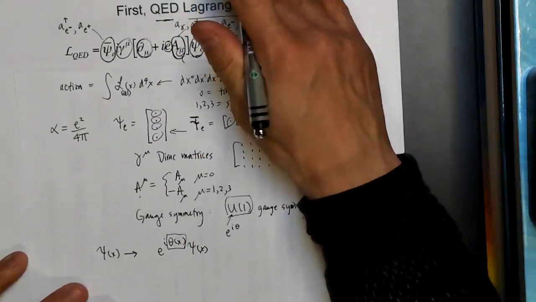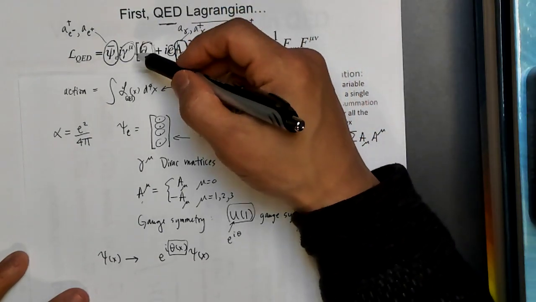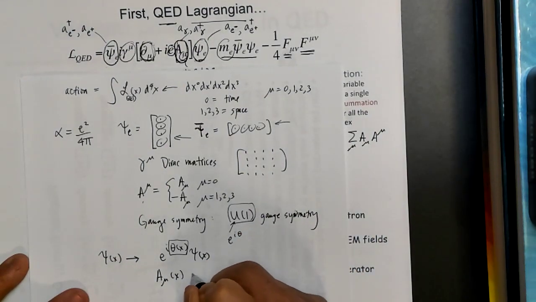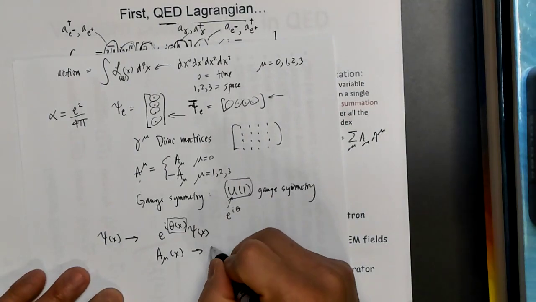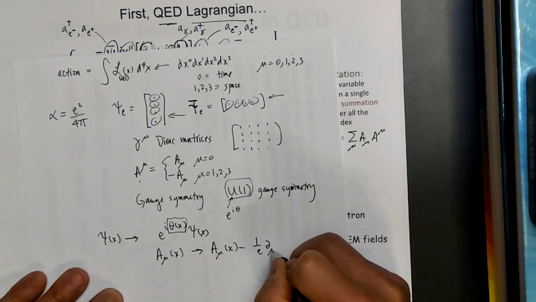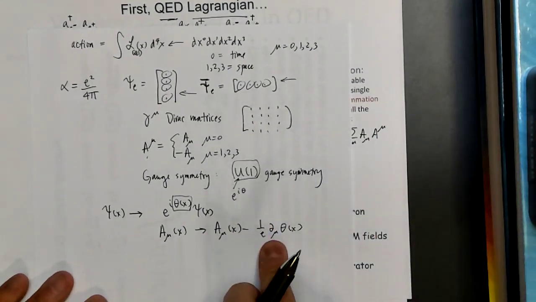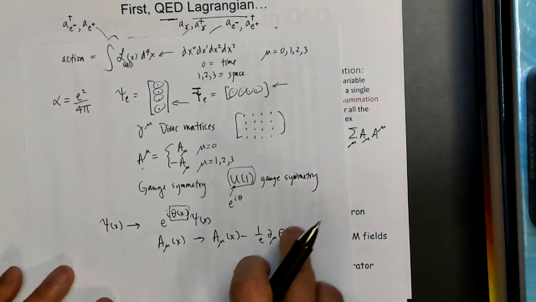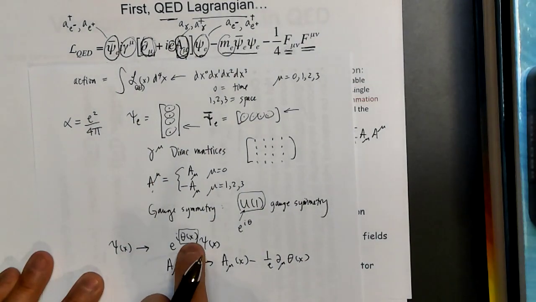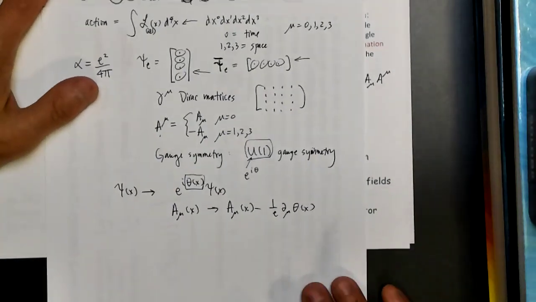However, this A mu that comes in in a partnership with d mu comes in to save us if A mu of x transforms in this way. It is to A mu of x minus 1 over e d mu theta of x. So it produces this inhomogeneous term that exactly cancels the extra junk we get when the d mu acts on the theta term here. So that's the miracle of the gauge symmetry.